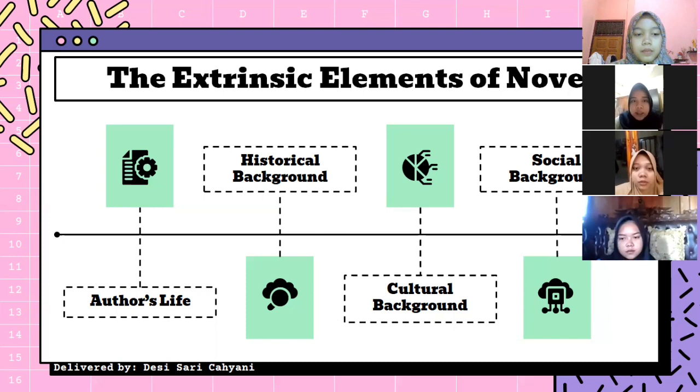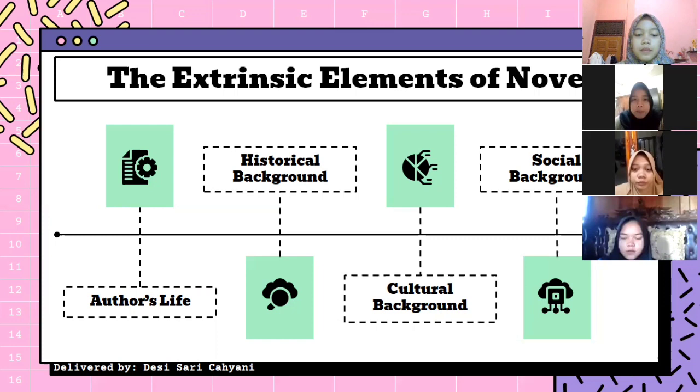It might display the life of historical events in the country or area that the author lived in. The cultural background may also refer to the setting and the plot of the story. It depends on where the story takes place. And the last, fourth, social background.